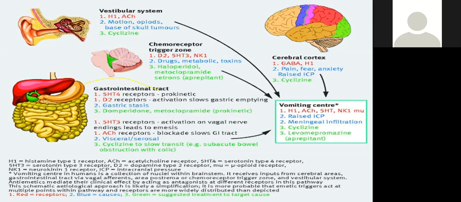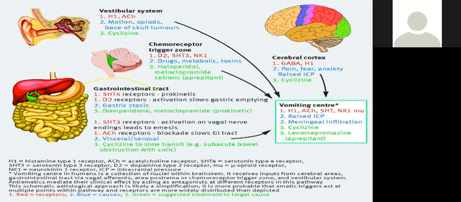And then which is the drug? We've got antihistamines, cyclizine, I think available in some parts of the country, cinnarizine, all those can act, stemetil, that is vestibular system. Then coming to CTZ, chemoreceptor trigger zone, which are the receptors? You've got D2, 5-HT3 and NK1. NK1, I'll mention that later on, is neurokinin 1 receptors.